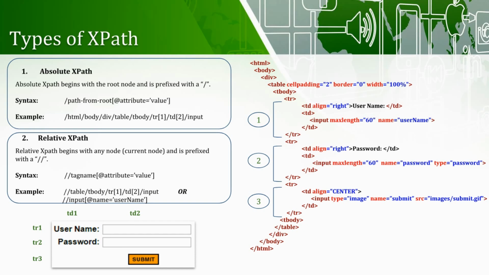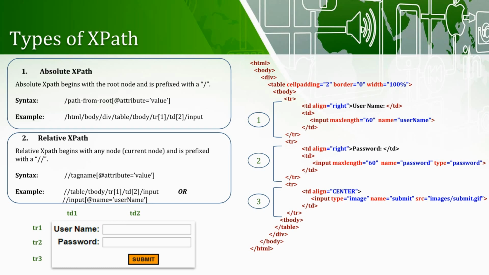Now, if I have to write the absolute XPath for the input text box corresponding to username, my absolute XPath will start from the root node. So that will be /html/body/div/table/tbody/tr. Now there are 3 tr, but since my input text box for username comes under the first tr, as you can see, input maxlength equals 60, name equals username, so it comes under the first tr, I am going to write index 1, else it will select all the 3 rows.